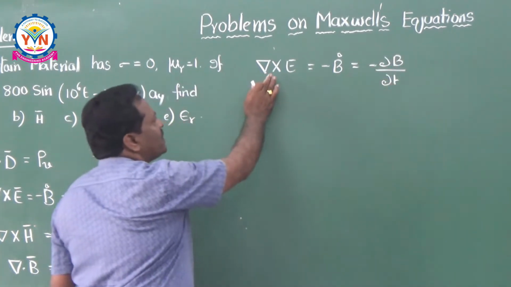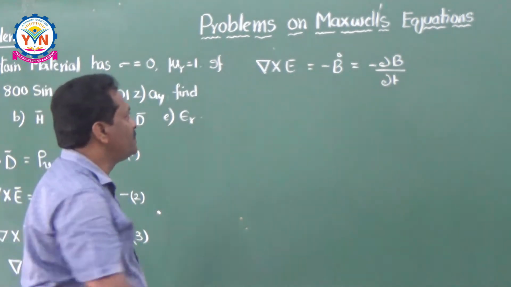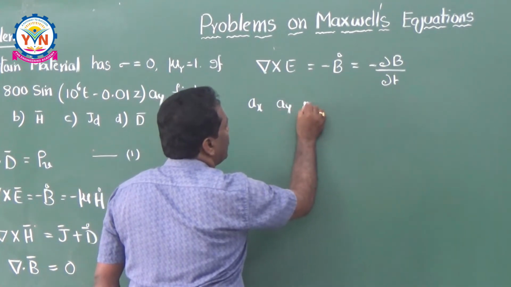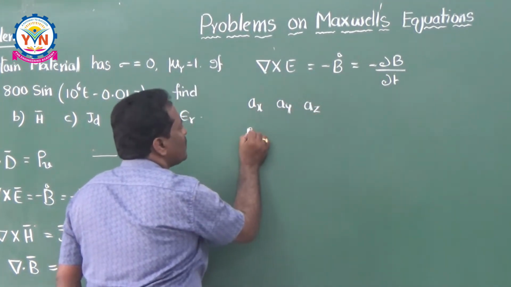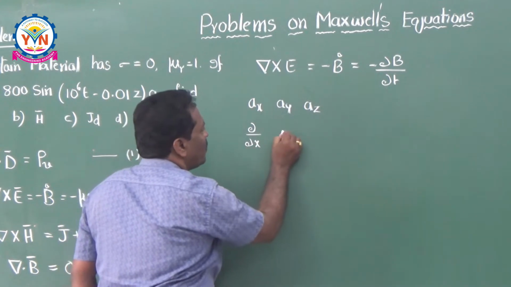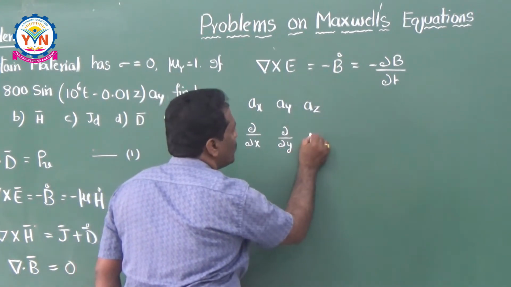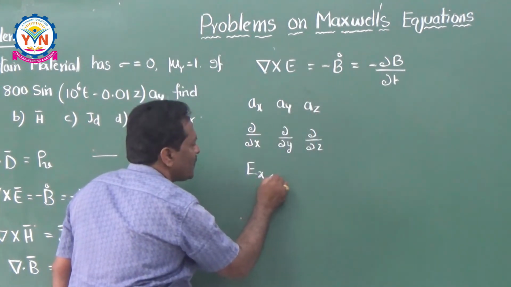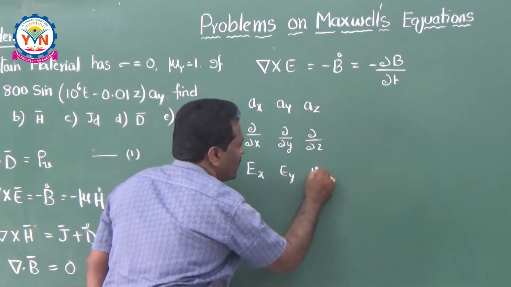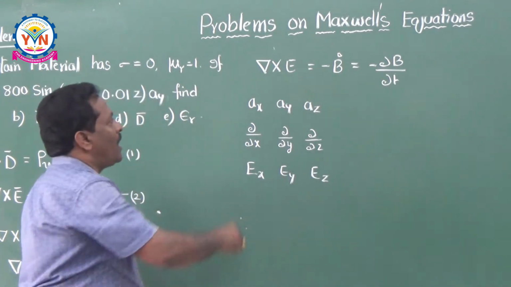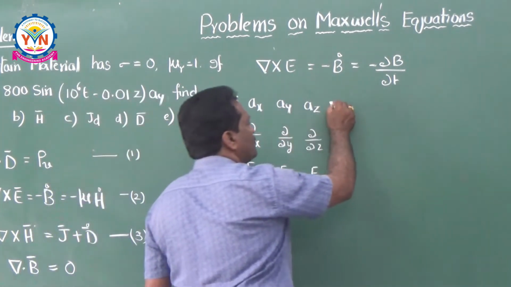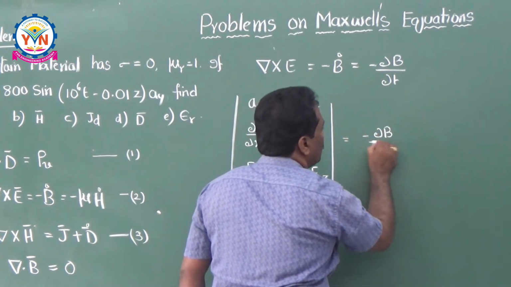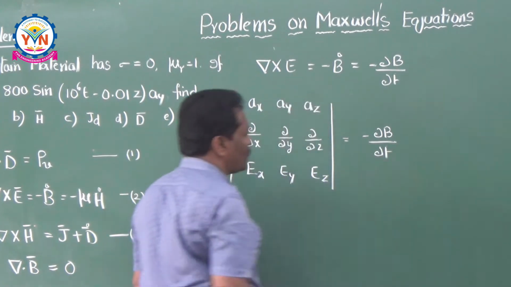So just expand this del cross E. What is del cross E? Del cross E, if you expand like this, AX, AY and AZ. Del means dou by dou X, dou by dou Y and dou by dou Z. And electric field in the components Ex, Ey and Ez like this. And determinant of this must be equal to minus dou B by dou T. This is the equation you have to use.